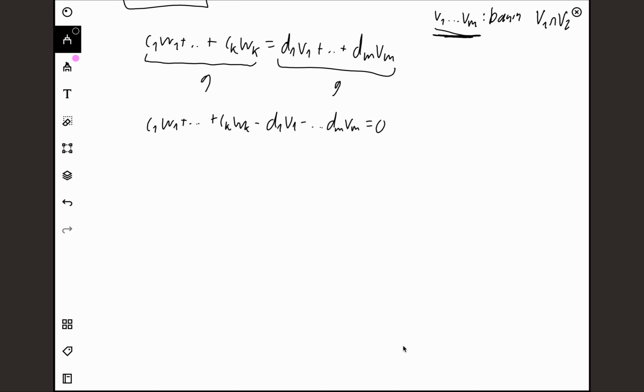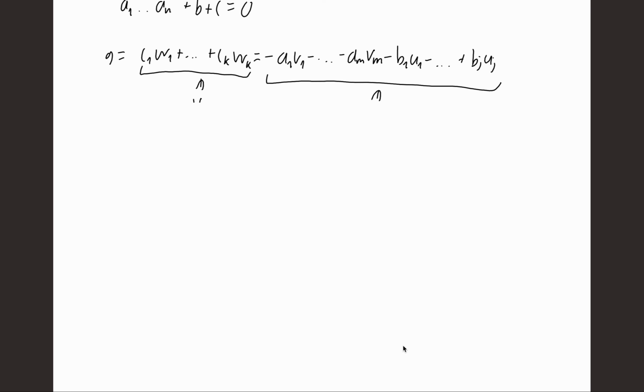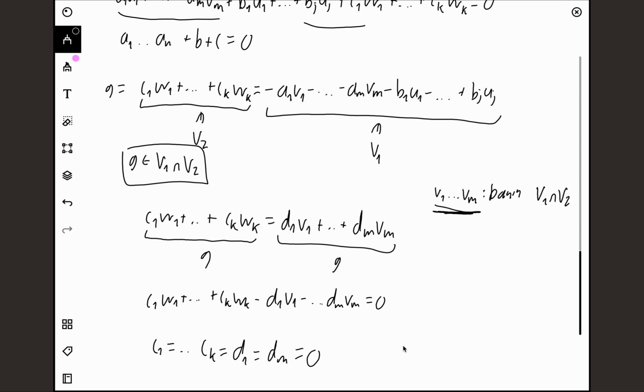So we get that C1 equals all this equals CK equals D1 equals DM equals 0. So basically all these coefficients equal 0. That's the only way this is possible, because they're linearly independent, since they're a basis. So now, with our long equation here, we know that all of these C coefficients have to be 0. So we're only left with the V and the U vectors.